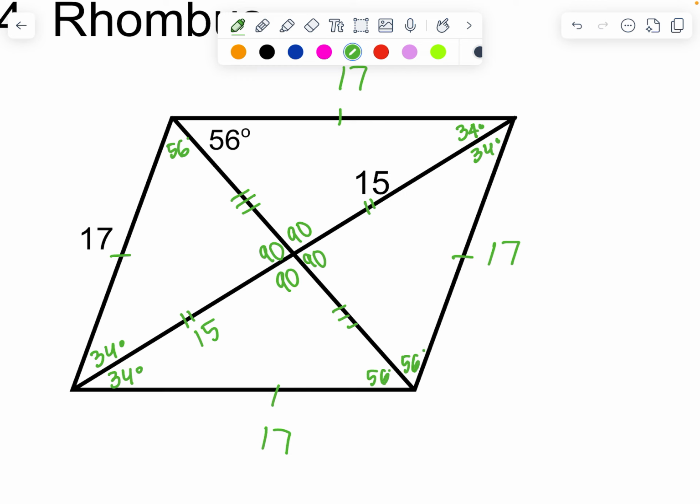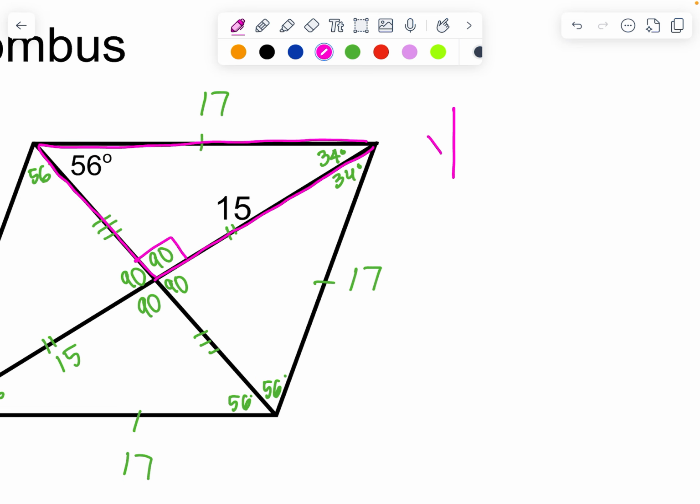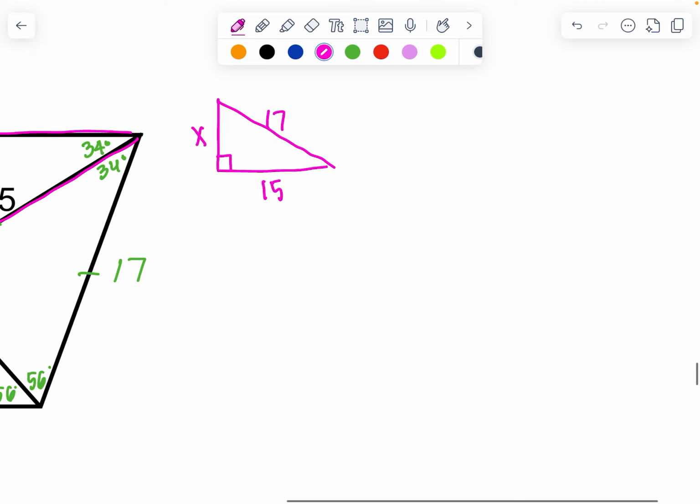Lastly, I can get this piece right here. It's the leg of a right triangle. Here's my 90-degree angle. And I know that one of them is the leg that I'm looking for, which I'll call X. One of the legs is 15 and the hypotenuse is 17. So I can do Pythagorean theorem to figure that out. It's also a triple, so if you have your triples memorized, you can jump to that.